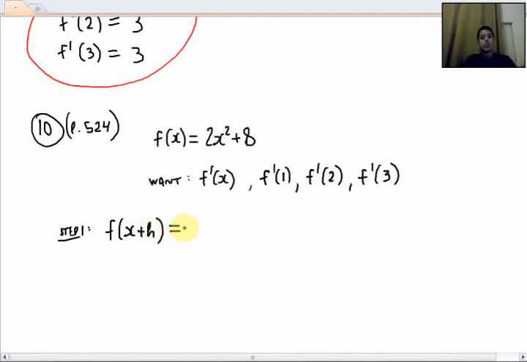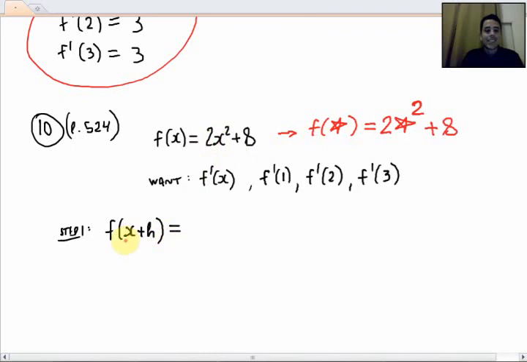So we need to use a little bit of algebra here, okay? Again, just to refresh your minds about plugging things into the function: whatever the input is, the function will take that input, square it, multiply by 2, and add 8. So that's what this means.